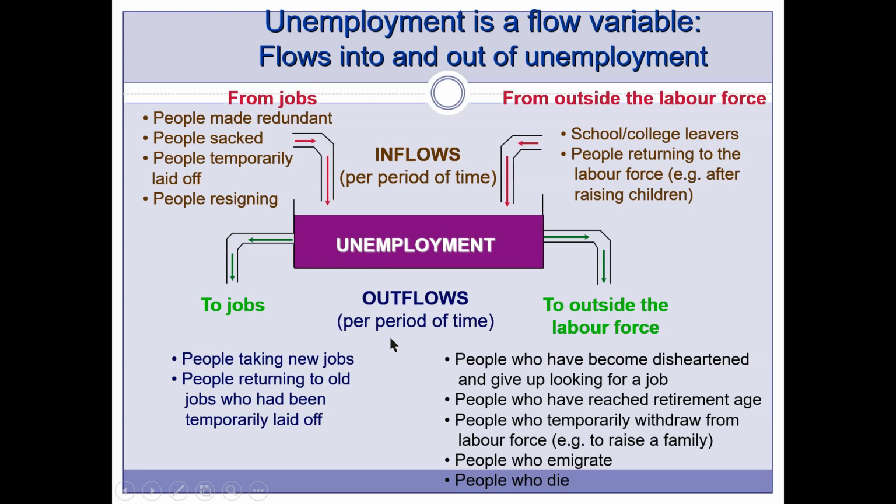Policymakers, government, and other authorities are able to affect, to control, to reduce the unemployment rate by affecting these flows in and flows out. In order to reduce the unemployment rate, we'll need to reduce the rate with which people lose jobs, for example, or to increase the rate with which people can find jobs. And government policy to reduce the unemployment rate can be focused on these flows.